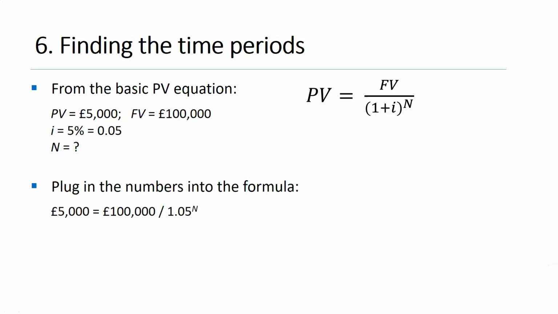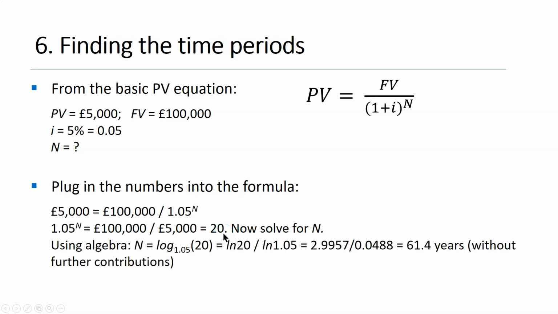If we plug in our numbers into the formula, we will get 5,000, which is equal to 100,000 divided by 1.05 raised to a power n. This is our unknown, which we'll try to find. This implies that this term will be equal to 20, and now we'll need to solve for n using algebra. If we do these calculations, we will get an answer: 61 years.